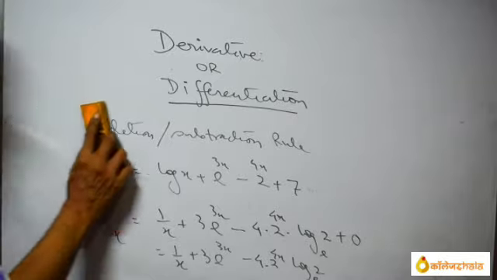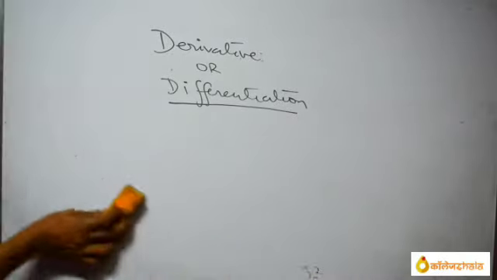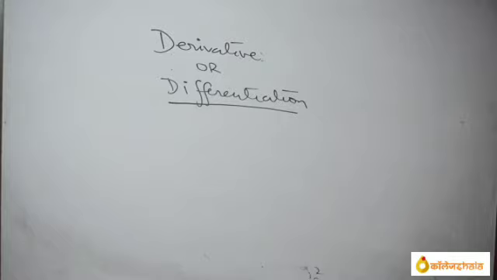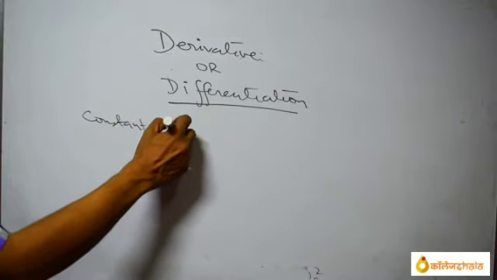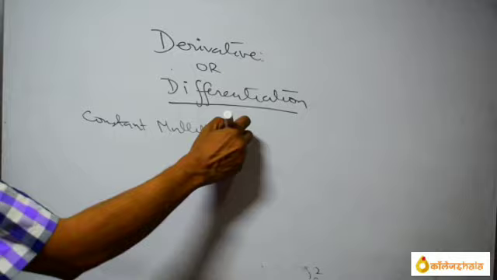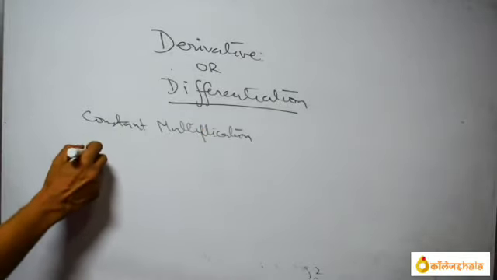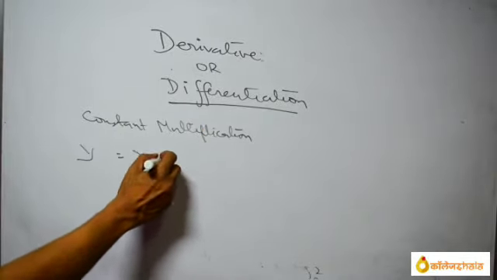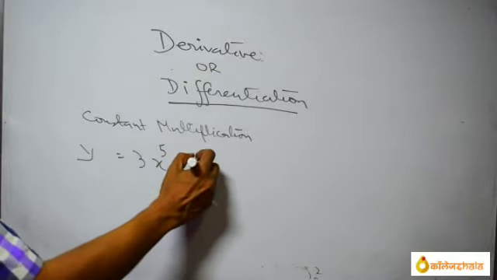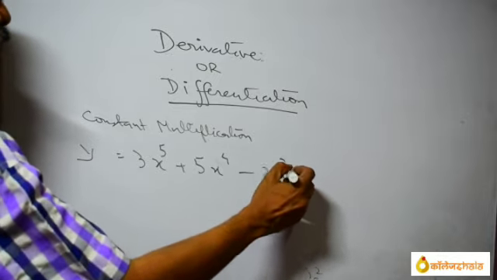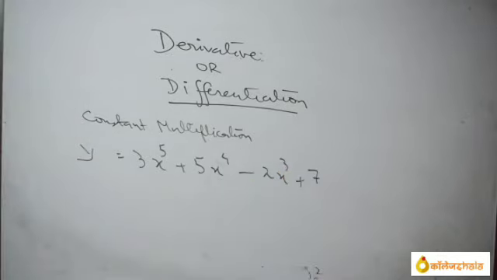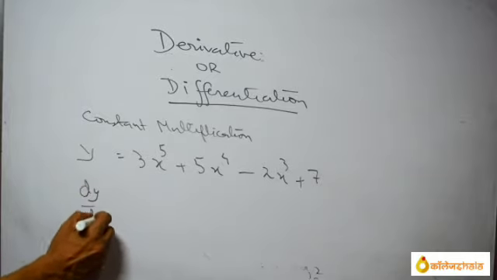Now the next rule we can have, we are discussing the basic ideas of algebra. The next one is the constant multiplication rule. Constant multiplication rule means, like, y is equal to 3x to the power 5 plus 5x to the power 4 minus 2x to the power 3 plus 7. How to solve? In this case we will be solving dy/dx, where this is a constant.